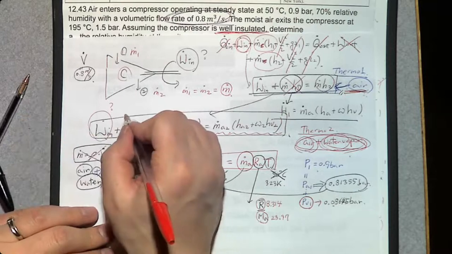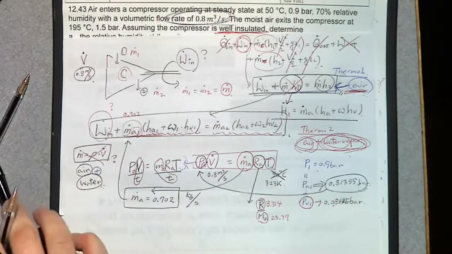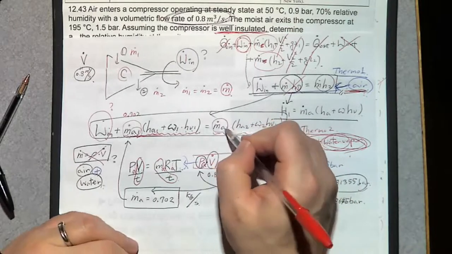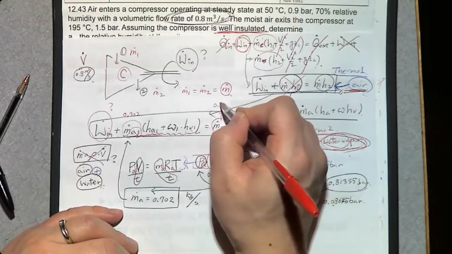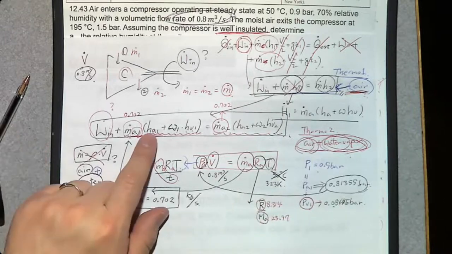Let me write on top. 0.702. What about this one? 0.702. What about HA1? We do not know HA1.